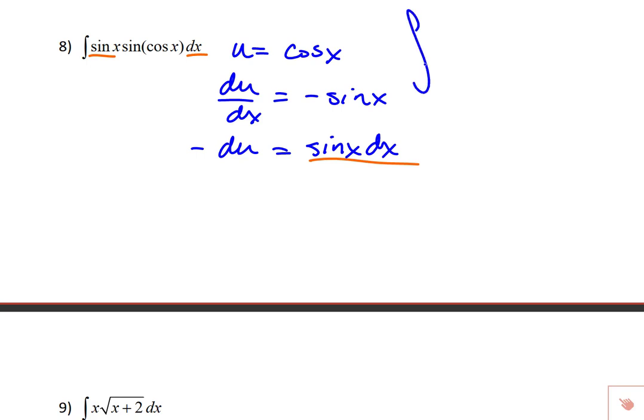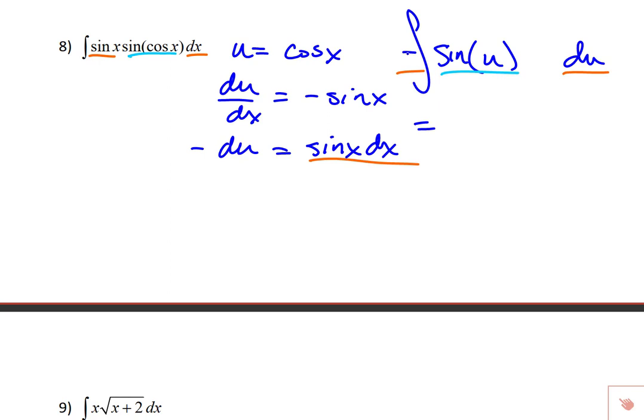If we rewrite this as the integral of, now I'm going to put the negative out in front that we have, and then the du at the end that we have. Those are both going to step in for the sine of x dx, as we've already seen, which means all we have left is the sine of u representing the original portion of our function. Now we can proceed with the antiderivative.